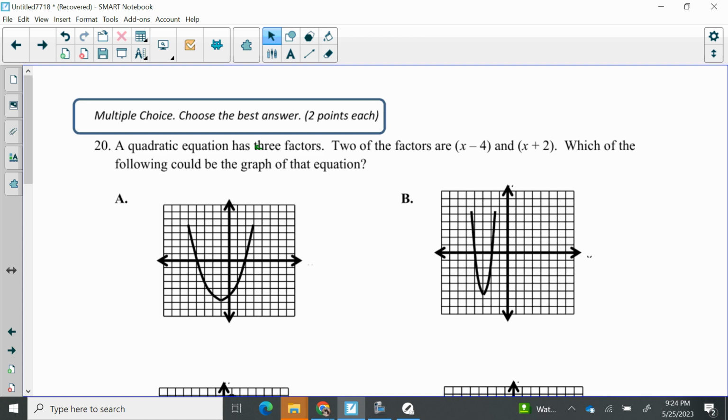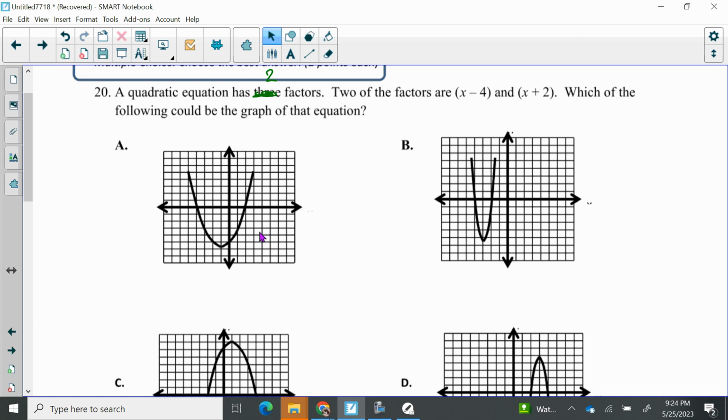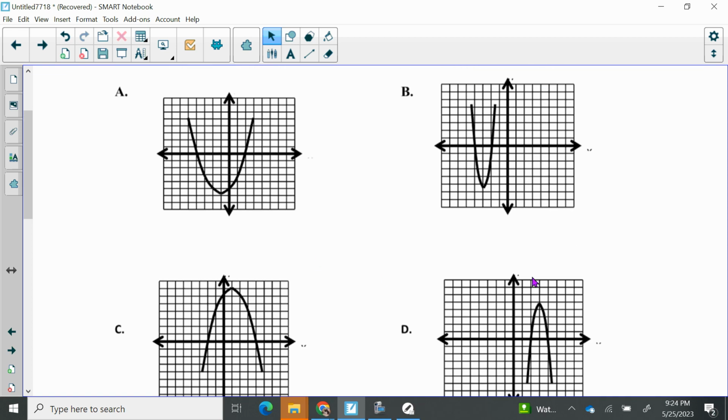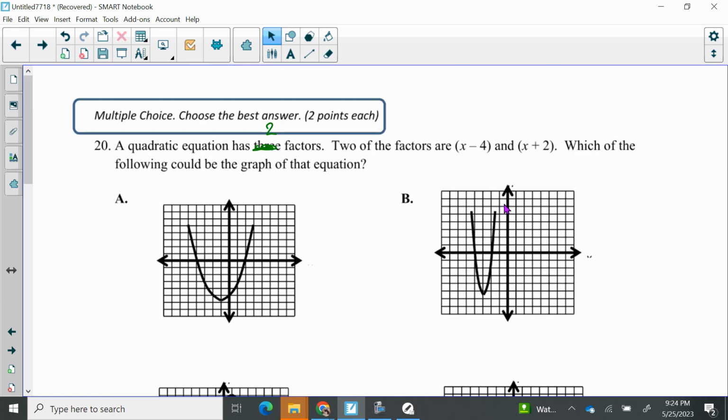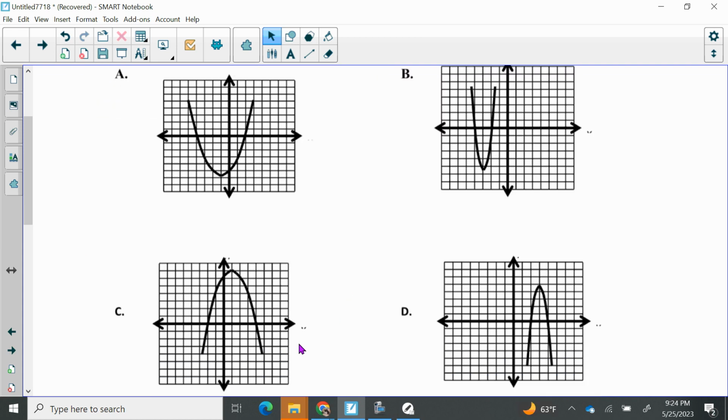It has two factors. Two of the factors are x minus 4 and x plus 2. If it had three factors, it wouldn't be a quadratic equation. So we know that our zeros are at x equals 4 and x equals negative 2. So we have x equals negative 2 and x equals 4 right here. So this would be the one.